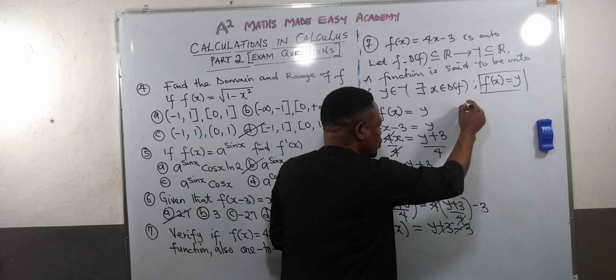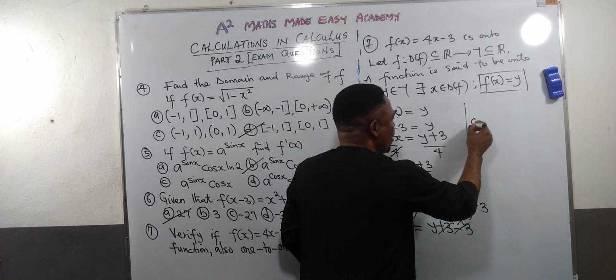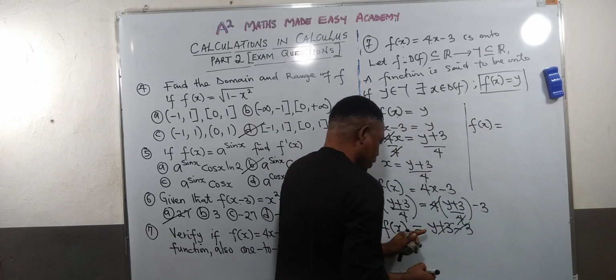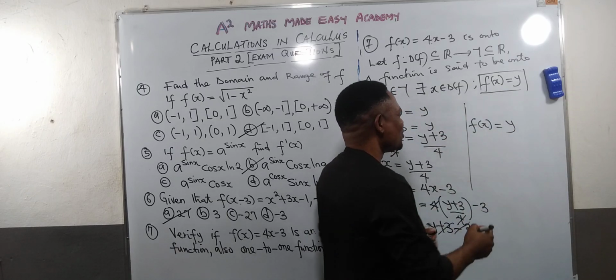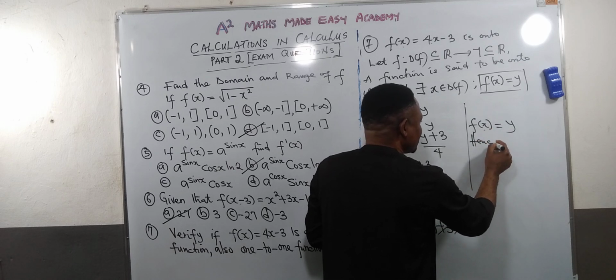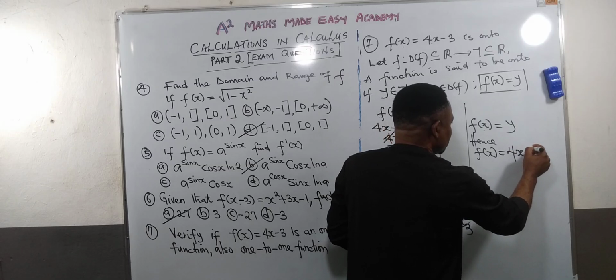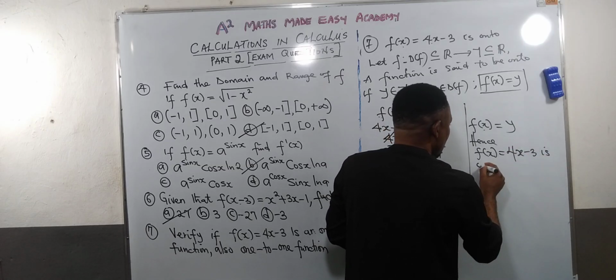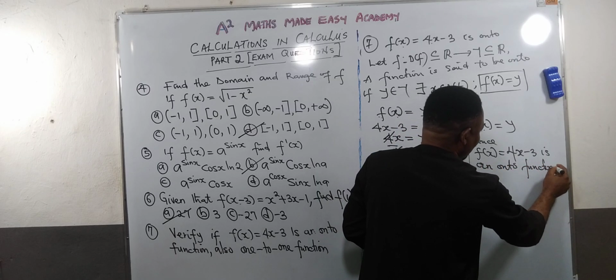In summary, what did I say? Look up that f of x is now equal to y. Does it prove this now? Yes. So since f of x is equal to y, we can say hence f of x, which is equal to 4x minus 3, is an onto function. And it has been proved. Have I made myself clear?